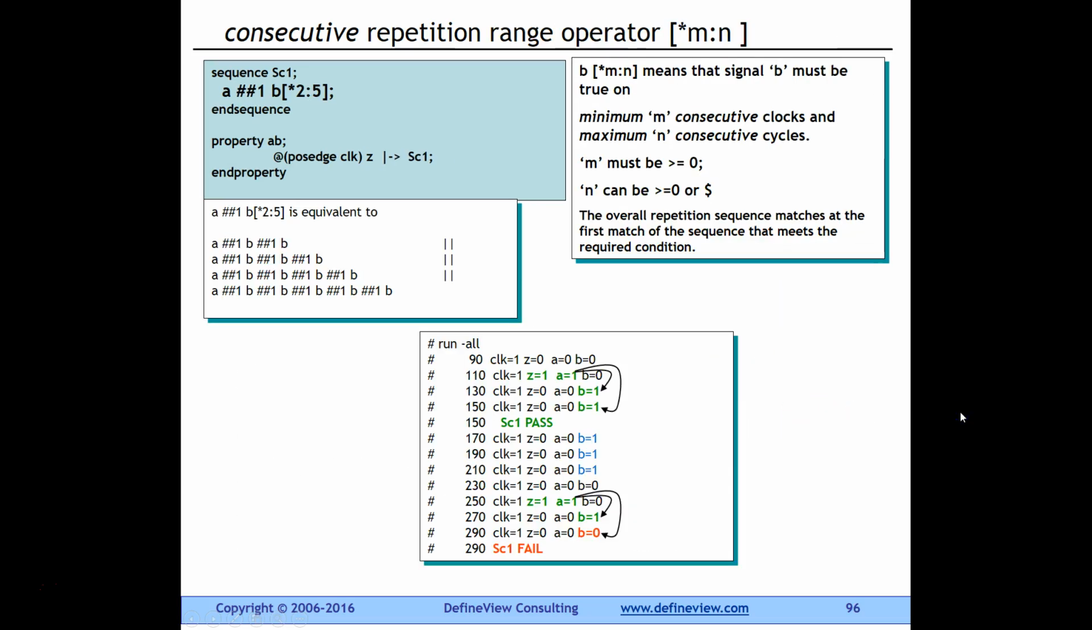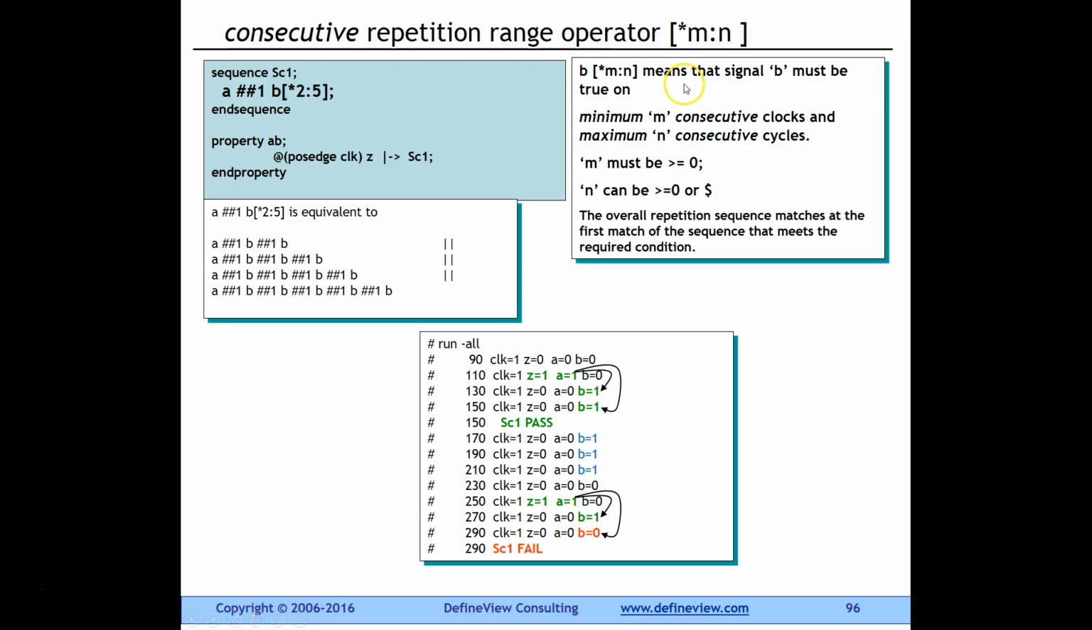Okay, so let's look at the consecutive repetition range operator. What this sequence says is that if Z is true at passage of clock, SA1 should hold, and SA1 says that A being true, one clock later, B should be true consecutively for either 2 clocks or 5 clocks.